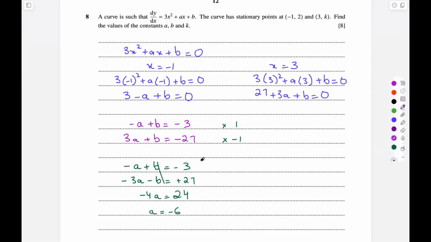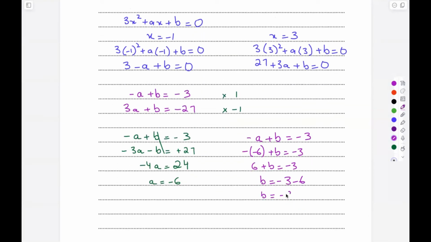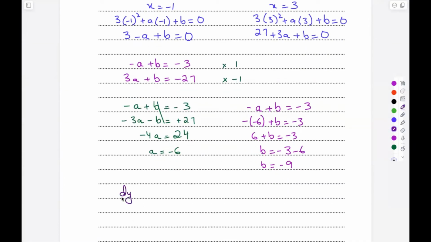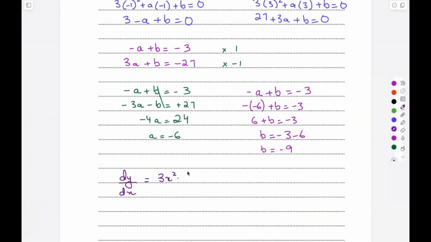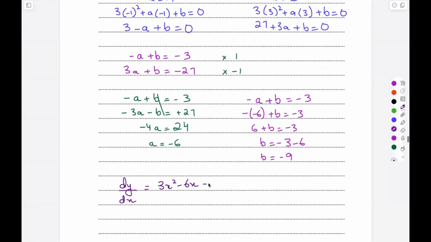Once we have the value of a, we can substitute this value of a into either one of the two equations to get the value of b. So the first equation was -a plus b equals -3. As a is -6, we'll get minus times -6 plus b equals -3. So this is 6 plus b equals -3. So b will be equal to -3 minus 6. So the value of b will be -9. Now, once we have the values of a and b, we can rewrite the expression for dy/dx, and that is equal to 3x squared minus 6x minus 9.